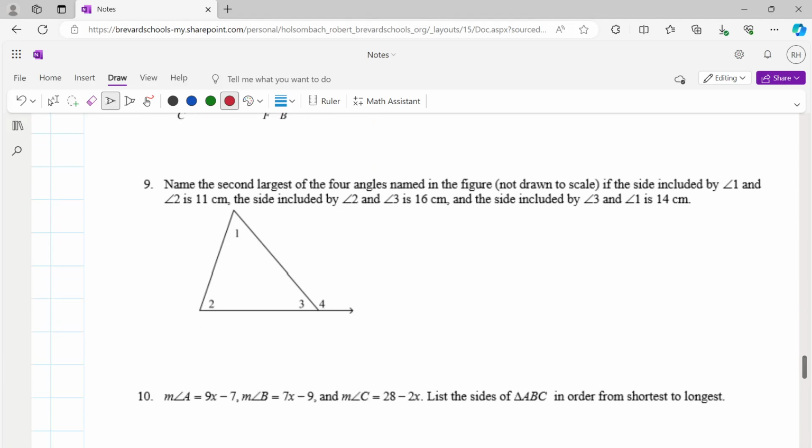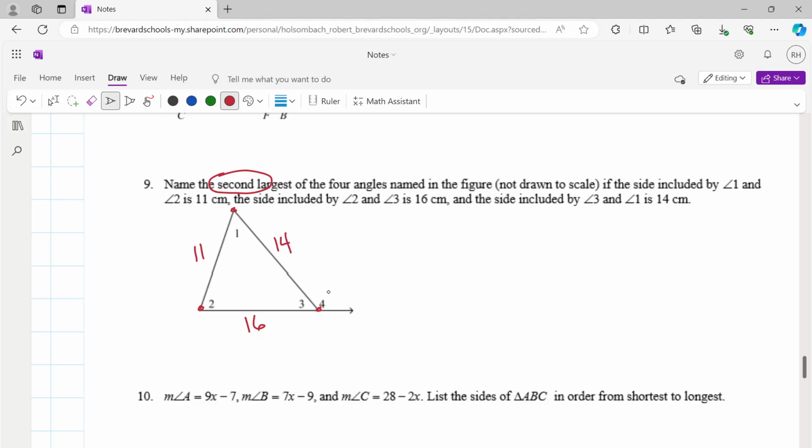Problem number 9 asks you to find the second largest of 4 angles. If the side included by angle 1 and 2 is 11, the side included by angle 2 and 3 is 16, so this side's 16, and the side included by angle 3 and angle 1 is 14. So 14. We're looking for the second largest angle.